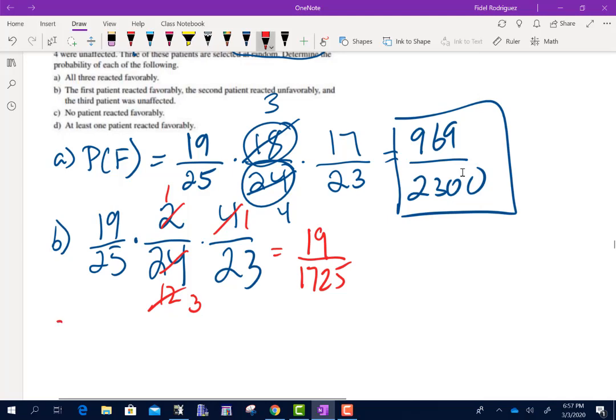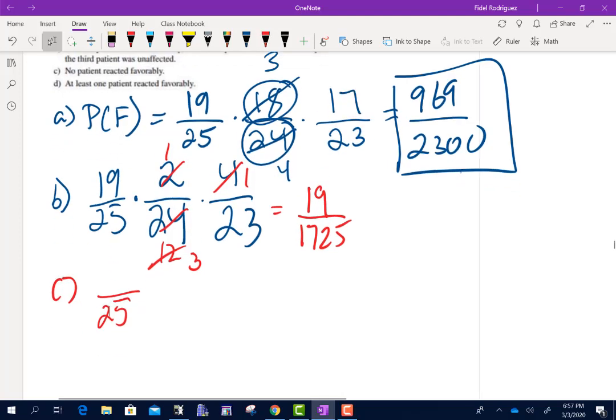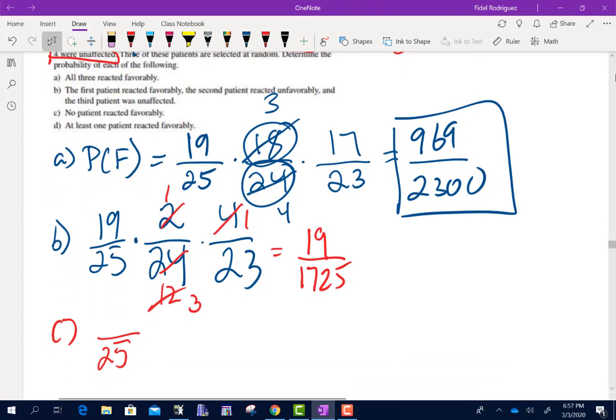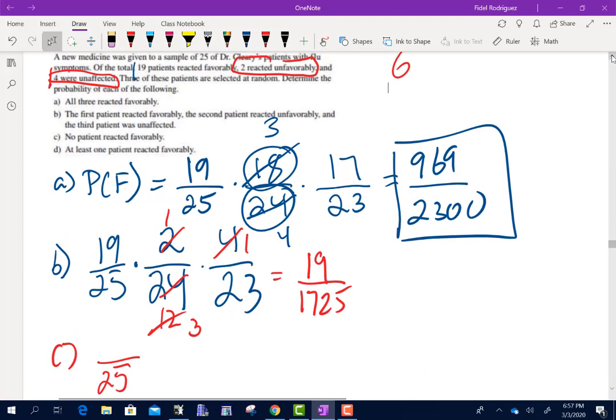All right, part C says no patient reacted favorably. Okay, so no favorably. Okay, so we have 25 people. If they're not going to react favorably, that means that they're either going to react unfavorably or unaffected. That's a total of 6. So the first time we're going to have 6 out of 25, then 5 out of 24, and then 3 out of 23.